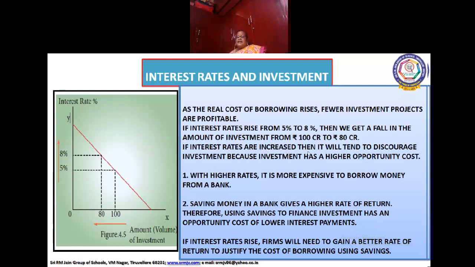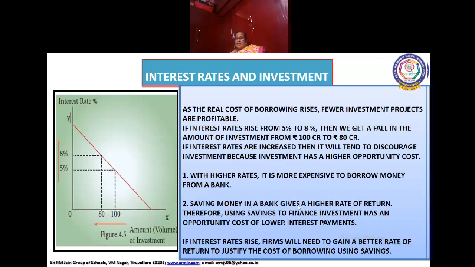Okay. If interest rates increase, it will tend to discourage investment because investment has a higher opportunity cost. A person who is investing at the rate of 5% has to invest 100%. At the rate of 8%, business people can invest not 100%, but 80%. So you can see that with a higher rate, it is more expensive to borrow money from the bank. This is just the opposite: if the rate of interest goes on increasing, it is very difficult for us to get a loan from the bank. Okay. Then at that time we will be getting only 80%. If the rate of interest is very low, we can get a larger amount from the bank.